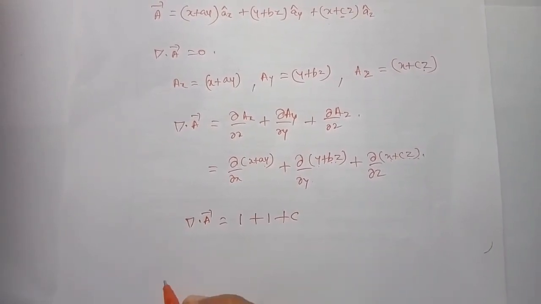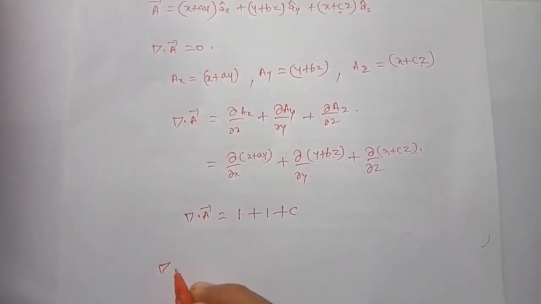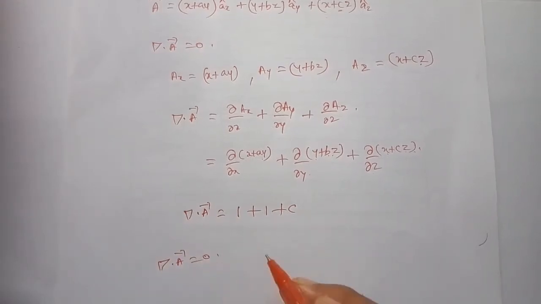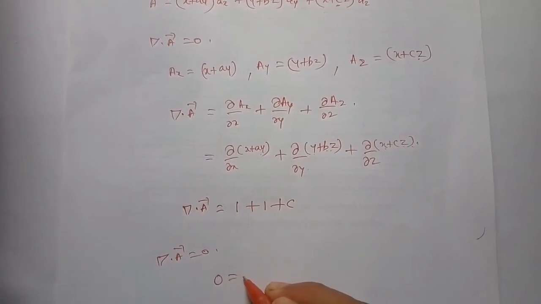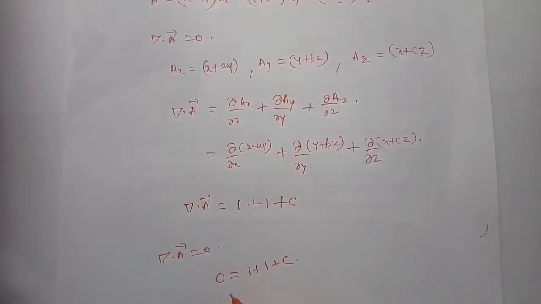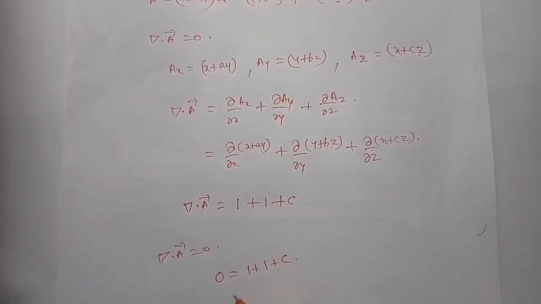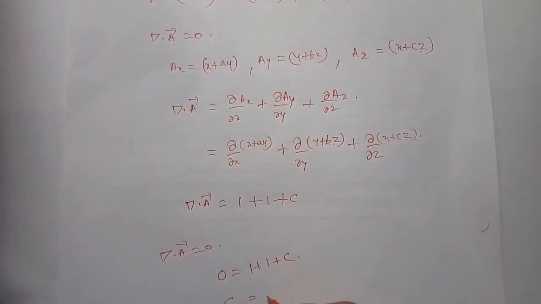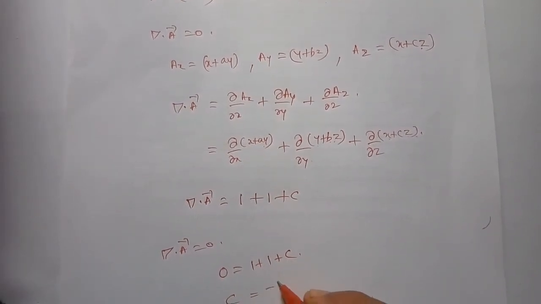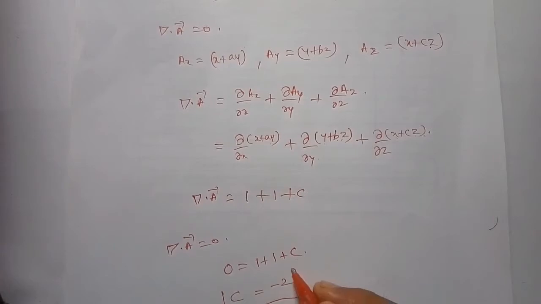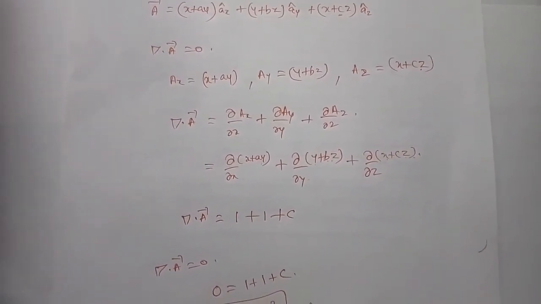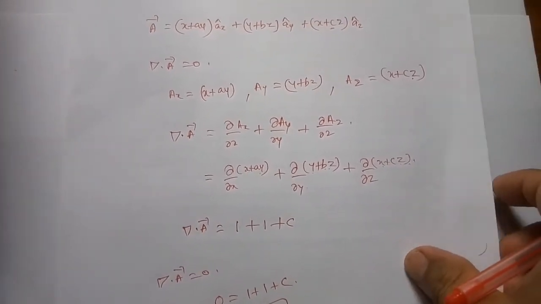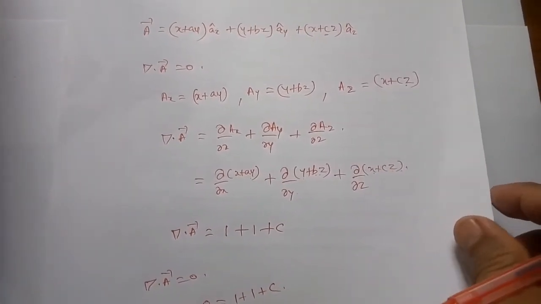As I told, for a solenoidal field, del dot A is equal to 0. Therefore 0 = 1 + 1 + c, so 2 + c = 0, and c is equal to minus 2. So we got the value of c. This is what exactly the first problem is. Let us move on to the second problem.